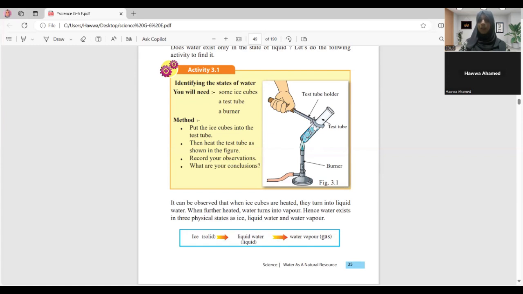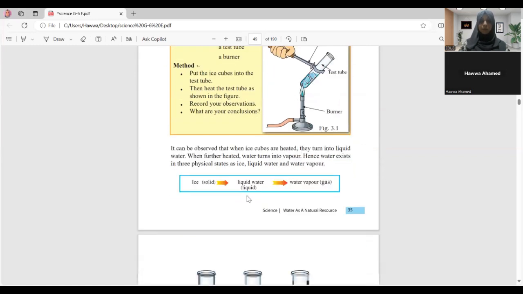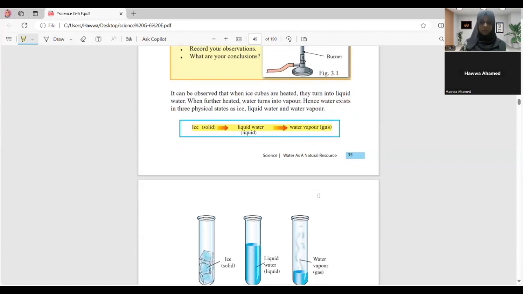When you heat ice cubes, they will convert to water, right? After some time, the whole ice cube will melt. And then after a certain point, even the water is going to evaporate. Water will convert to gas, right? Water vapor is formed. That is why we say there are three states of water. Ice, when heated, forms liquid. Liquid, when heated, forms water vapor. So solid, liquid, and gas: ice, liquid water, the normal water, and the water vapor. All three are considered water, okay?